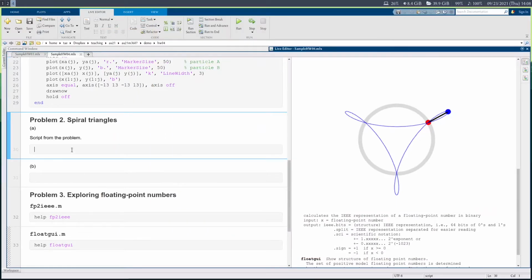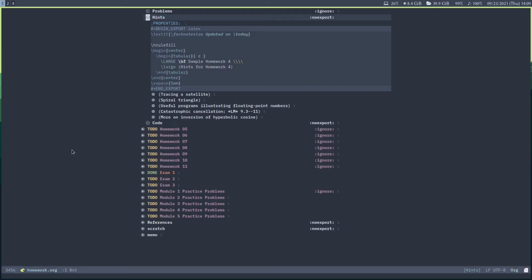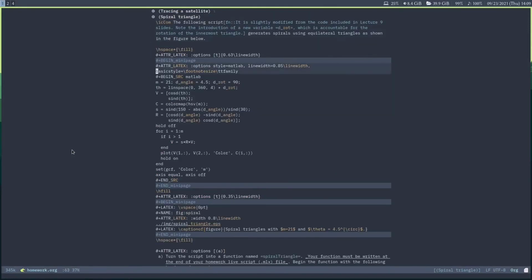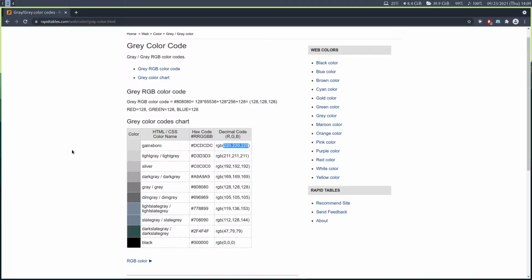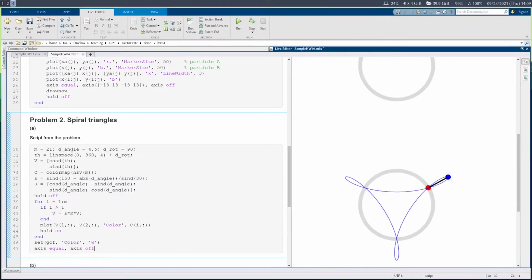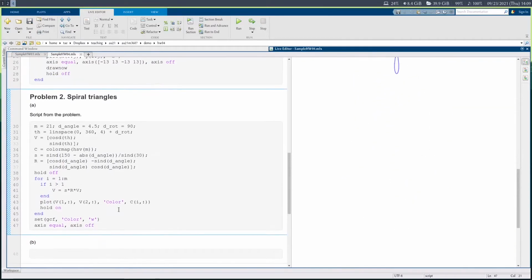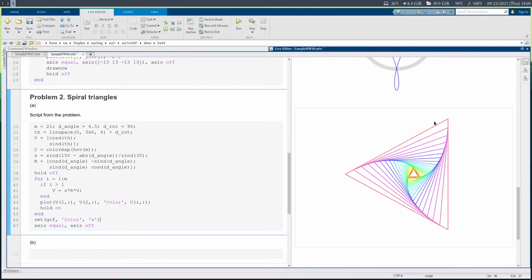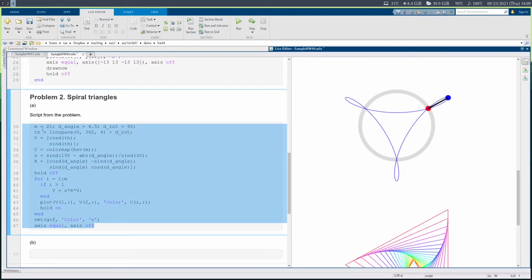I'm going to grab the code from the script. So I have it here somewhere. So let me copy and paste here. So this is the script from the problem. So I copied and pasted it here. When I run this, it generates the spiral triangles. Okay, so it's working fine. So what we now need to do is to turn this into a function.